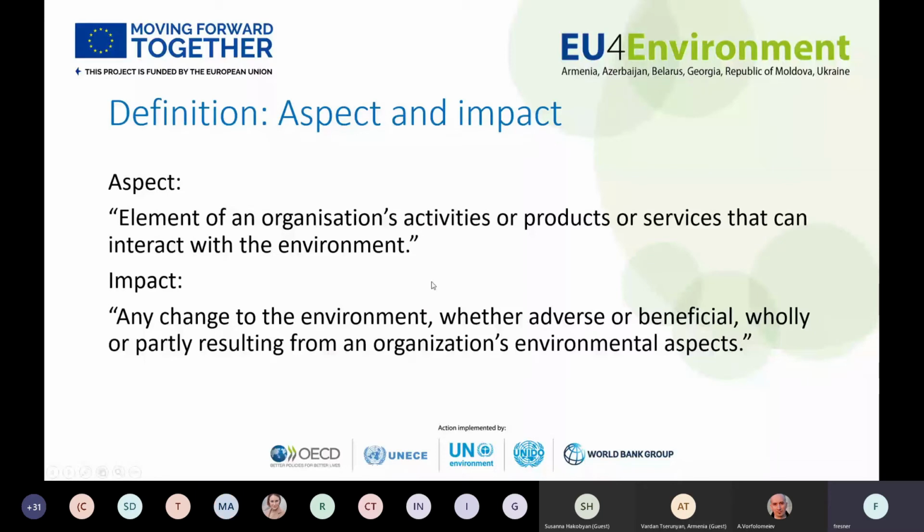We have to be clear about what is an aspect, which is everything in a company that interacts with the environment, and what is an impact, which is a change to the environment, pollution, waste, and so on, resulting from the environmental aspects of an organization.